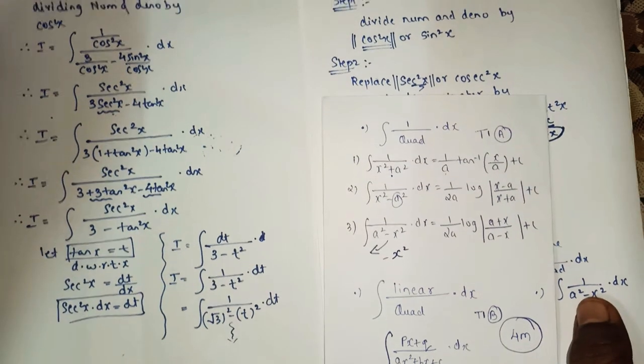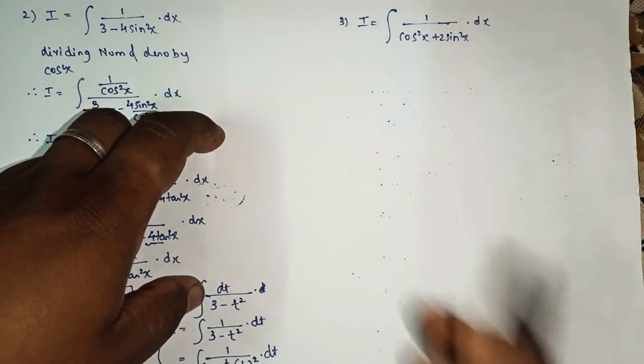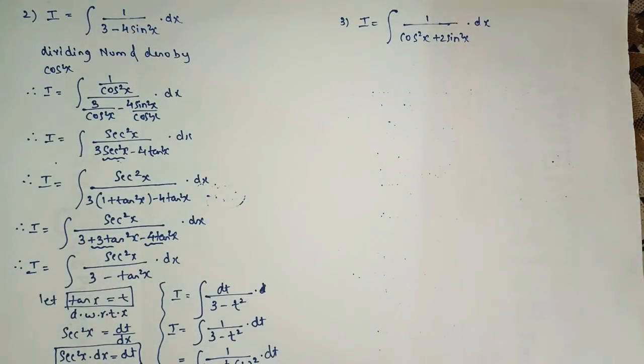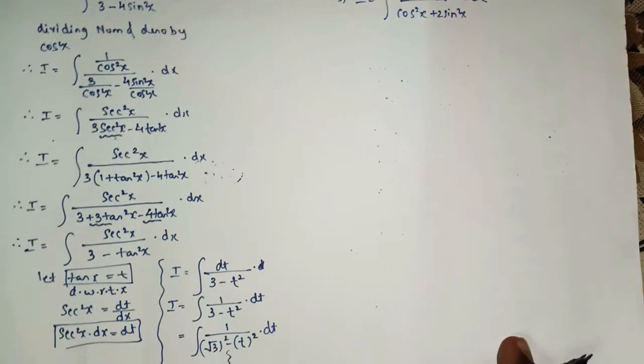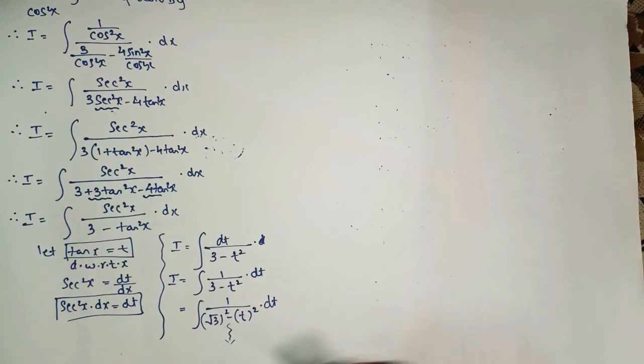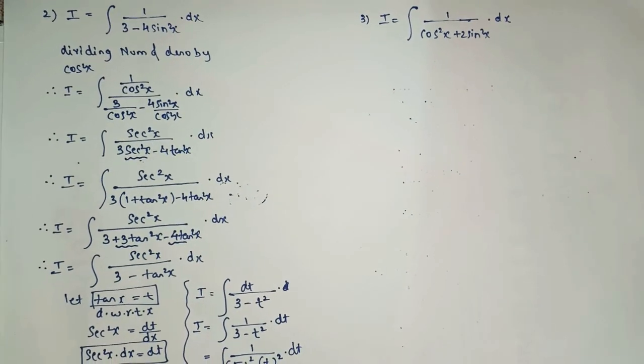Okay, so let's check one more example based on type number 6. Here the second sum is what? I equals the integration of 1 upon cos square x plus 2 sin square x. So let's see again here also. I hope you can solve the remaining section by yourself. Okay, so we'll take one more sum.